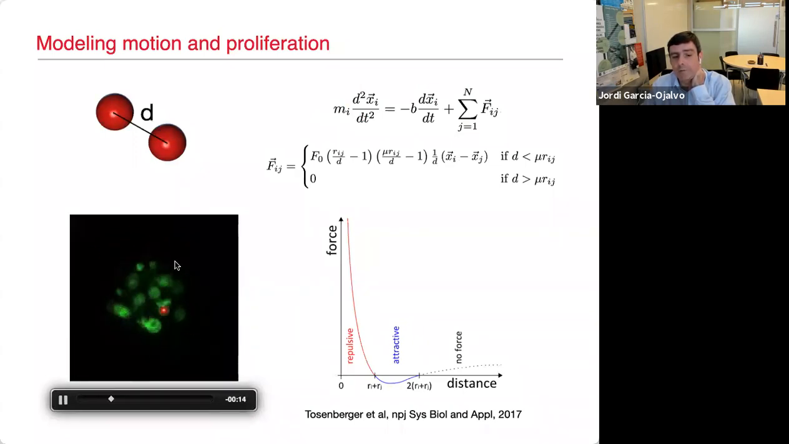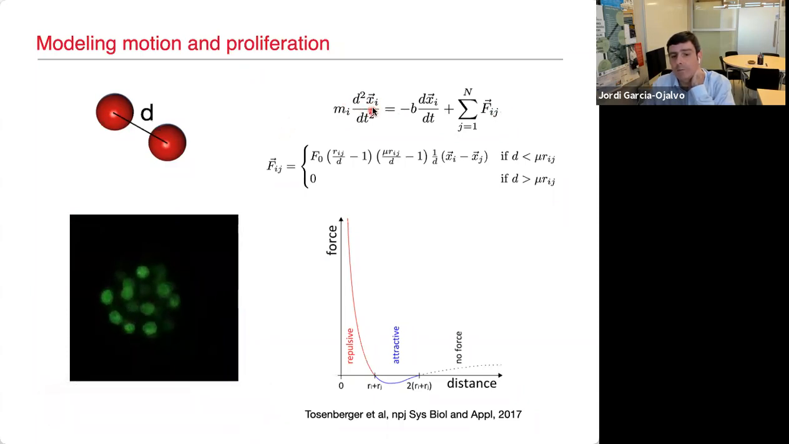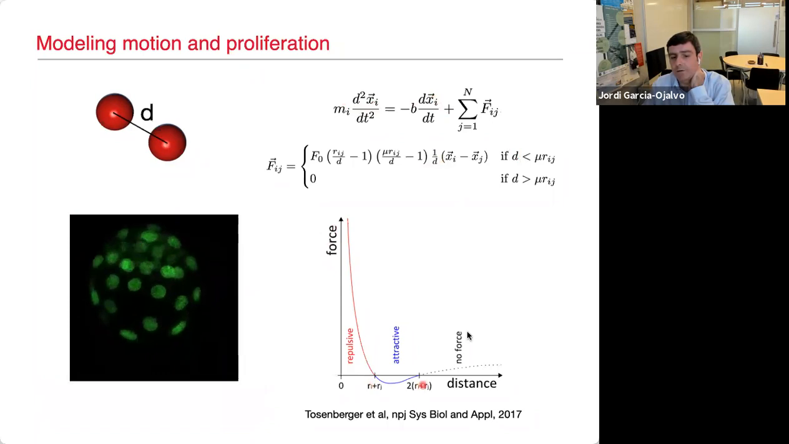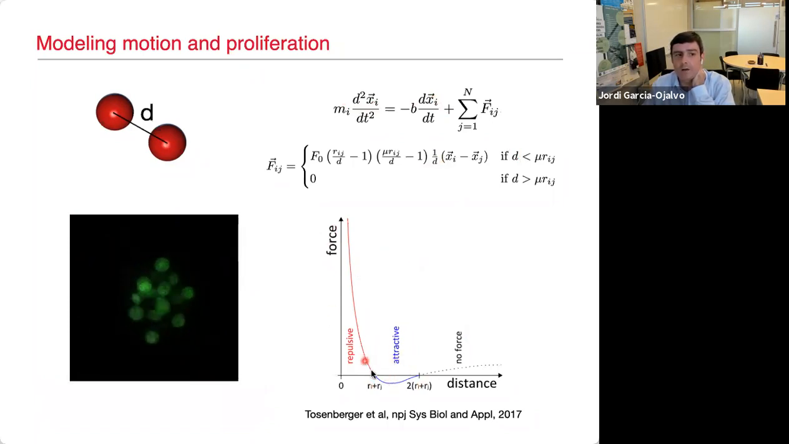So this is a real experimental situation, and this is the way that we model this thing. Every one of the cells has a position. Now X, I apologize for the X here, means the position of the cells, and the position is obeying Newton's law, basically, with some friction, okay? And this is the force that we assume, taking into account that there are some attractive forces that keep the cells relatively close to each other.